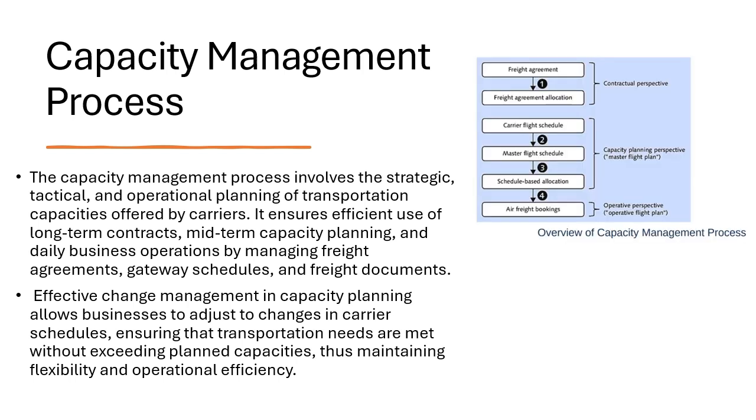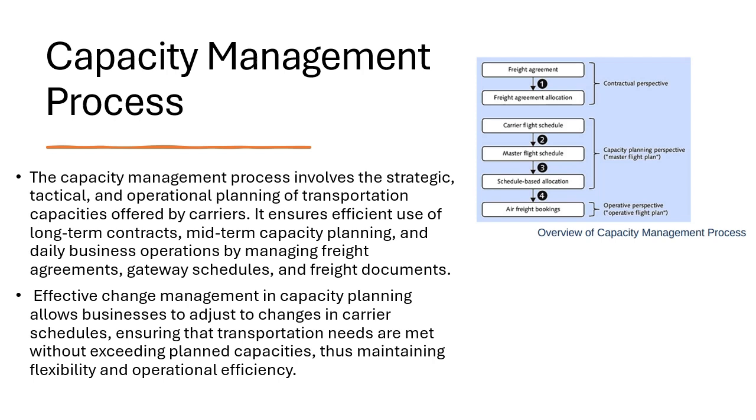This figure shows the hierarchy structure of the capacity management process. It begins with the negotiation that leads to freight agreements, which specify rates and capacity allocation. These agreements are essential for long-term planning and form the basis for developing master flight schedules. This connects specific gateways and also emphasizes the importance of schedule-based allocation, which allows organizations to manage and distribute capacity effectively across various departures.